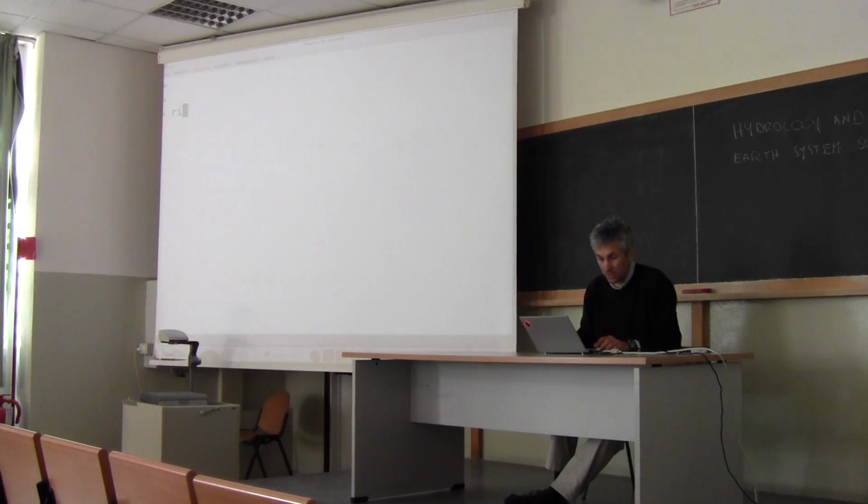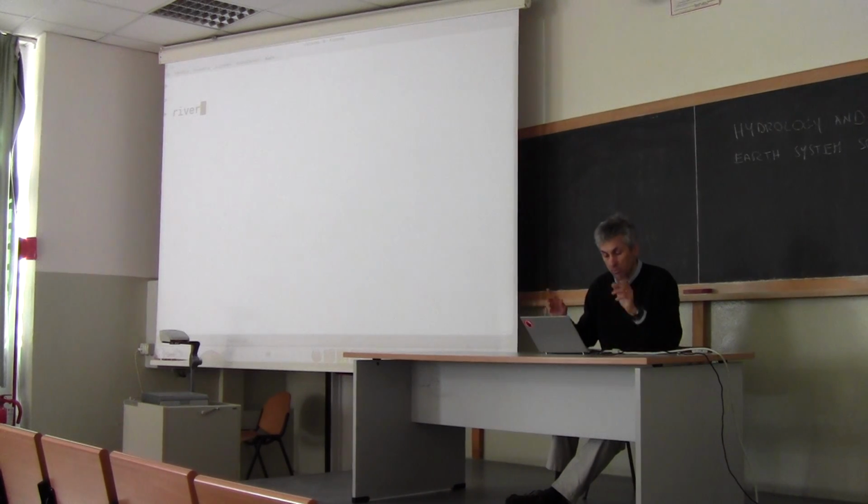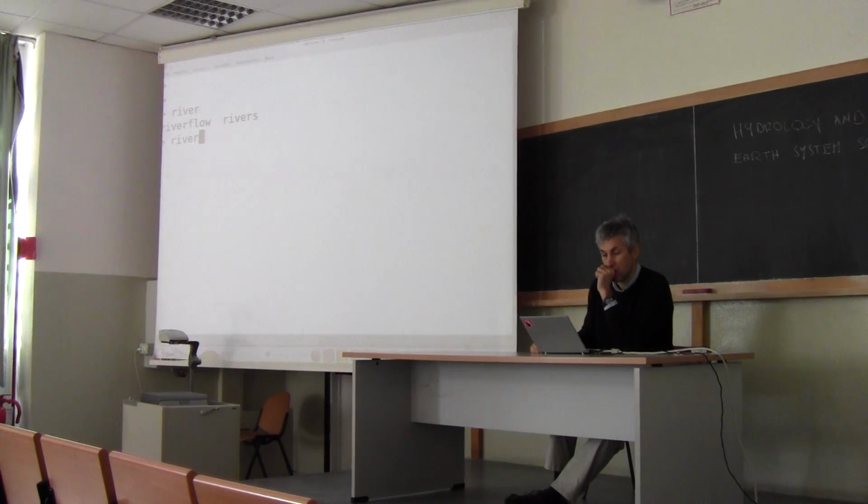RE, and if I use the tab, it gives me "river", which means it is not sure. There are two options, and if I press tab two times, it gives me the two options: river flow and rivers. I don't understand what rivers is. Probably it's a function.